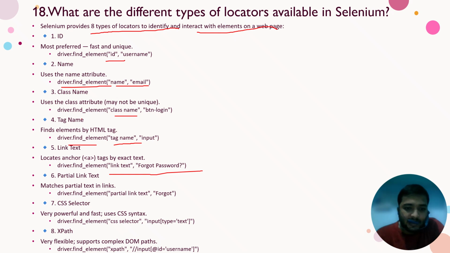Partial link text matches part of the text and length: driver.find_element with partial link text, for forget. And the CSS selector is very powerful, and it is used as driver.find_element with CSS selector and input text. It can verify complex structure in the DOM, and then we use XPath.